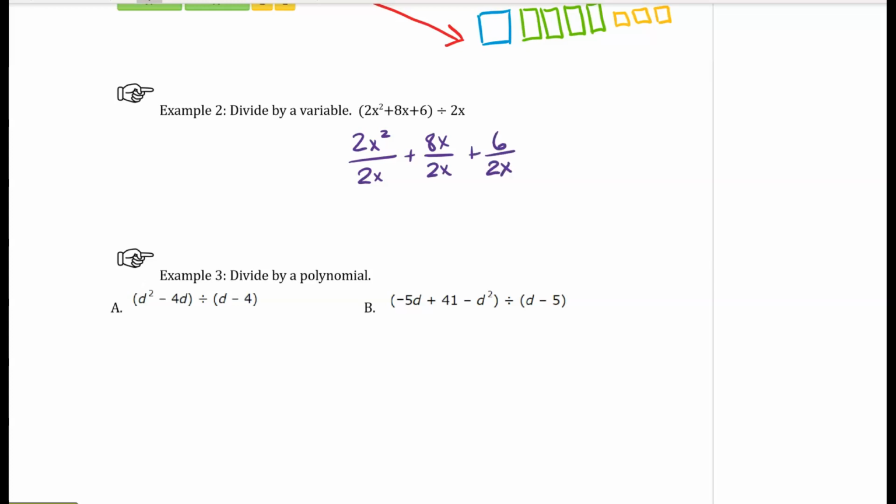And then I'm going to simplify each of those fractions. These 2's will cancel. X squared divided by x is just x, plus 8 divided by 2 is 4, and these x's cancel as a factor of 1. And then in the last term, the 6 divided by 2 is a 3 in the numerator. I don't have anything to cancel the x in the denominator, so it stays down there by itself.